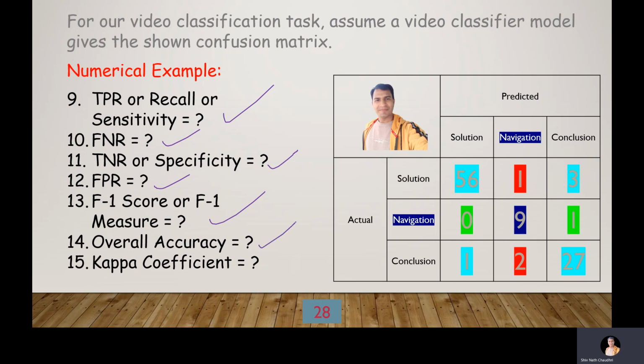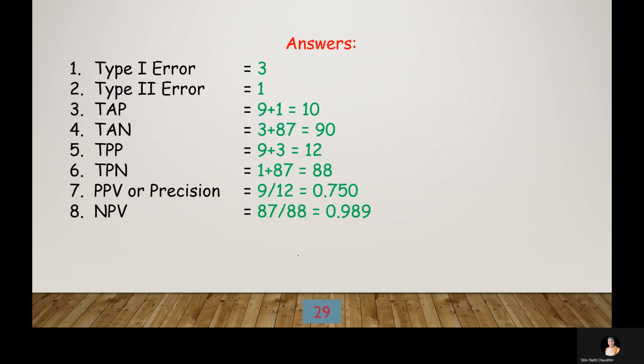Overall accuracy is calculated as the sum of principal diagonal elements divided by the sum of all the elements in the confusion matrix. The kappa coefficient can also be calculated accordingly. These answers are being given to you to cross-check your calculations of the first 8 parameters. If you have not tried to solve these yet, then please note them down for later practice.